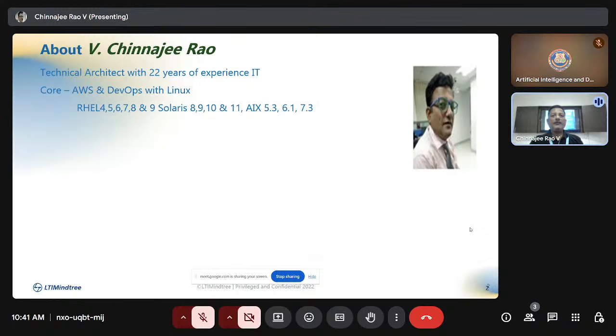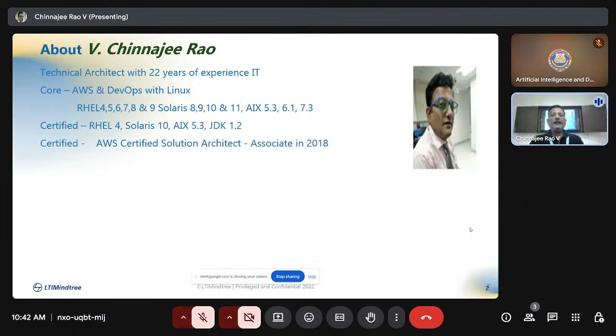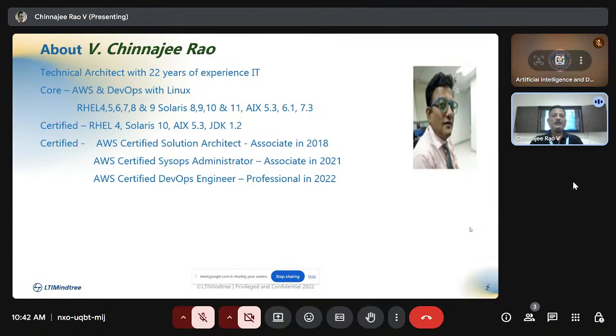I'm RHEL 5, 6, 7, 8, 9 certified, and Solaris 8, 9, 10, 11 certified, and AIX 5.3, 6, and 7.3 certified. Then AWS Solution Architect certified. Then I did certifications in SysOps Administrator Associate and DevOps Engineer Associate. Then I did a recertification. Each certification expires in 3 years, so we have to do the recertification.